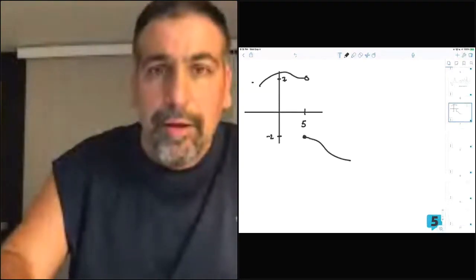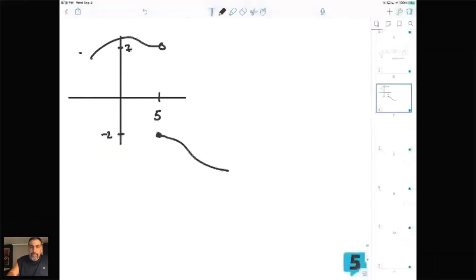What's going to happen with this is that we've got to think about what is the limit of f of x as x approaches 5 from both sides. So there we have the left-hand limit being written down, and now we have the right-hand limit being written down.